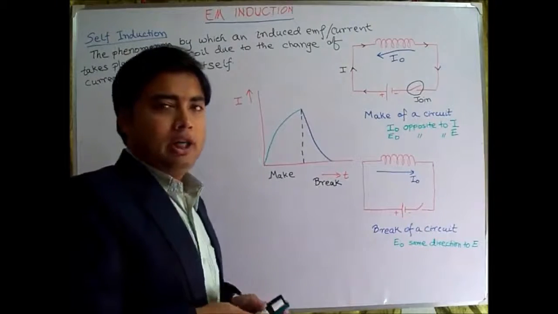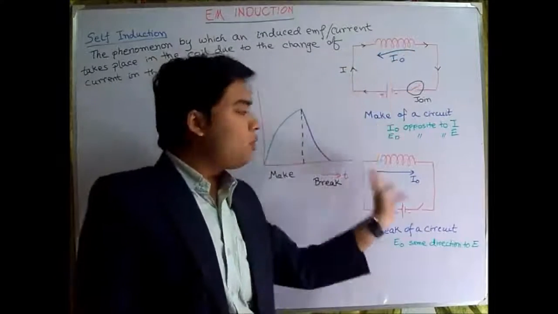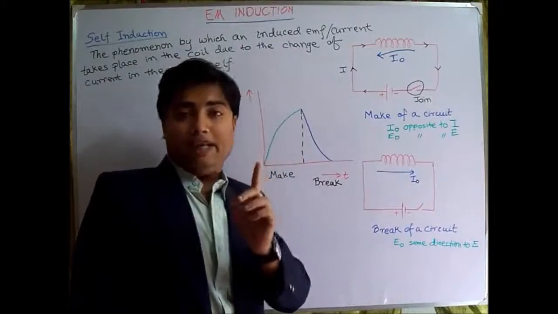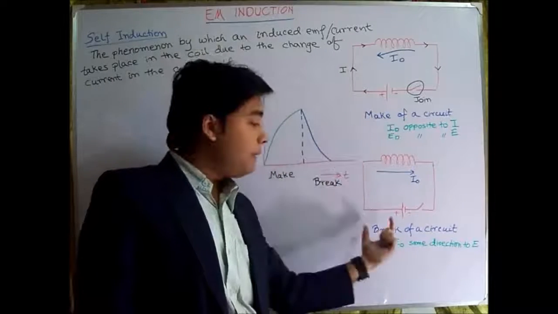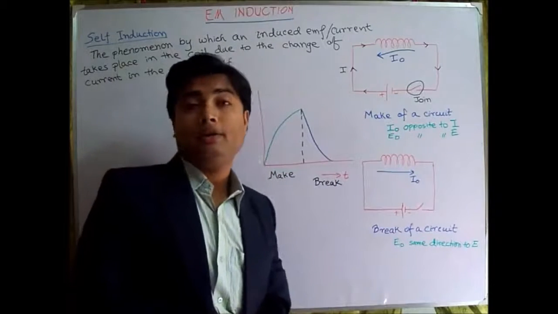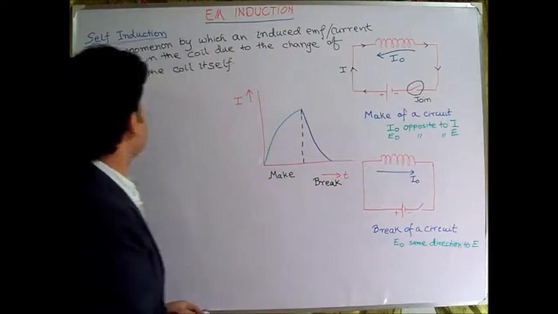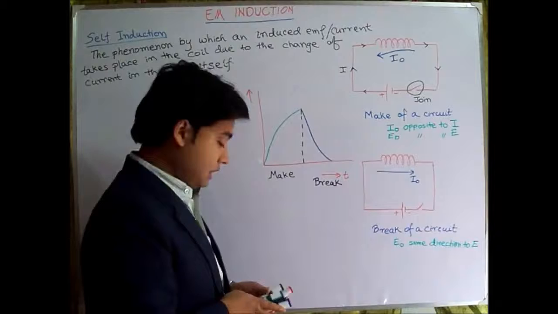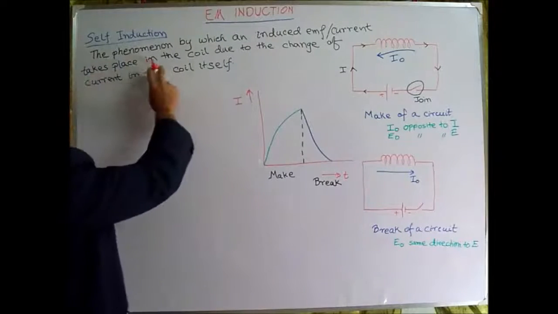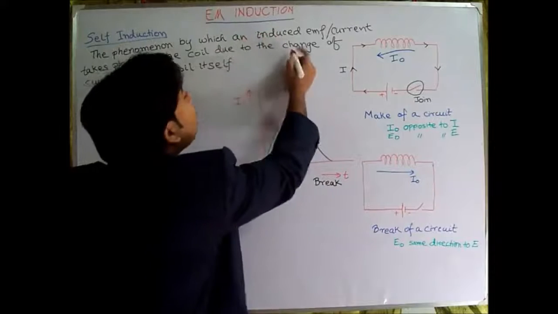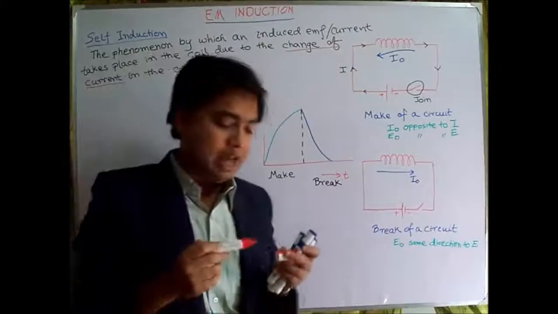Now it may be noted that this opposing effect will take place only during the make or break of a circuit. Otherwise, when there is a steady current, this will not take place, because it takes place in the coil only due to the change of current in the coil itself.